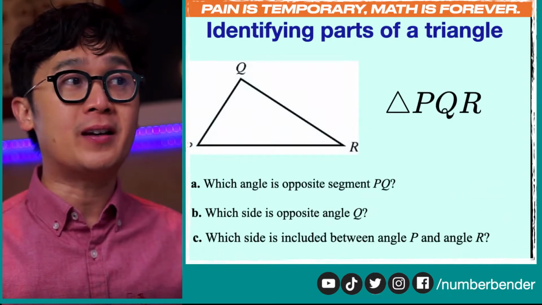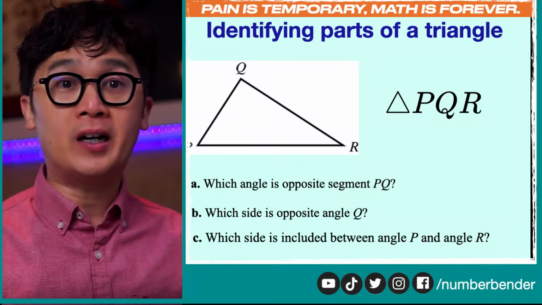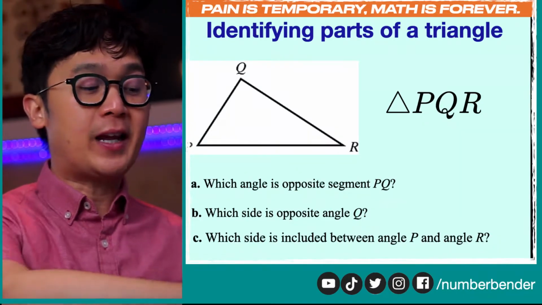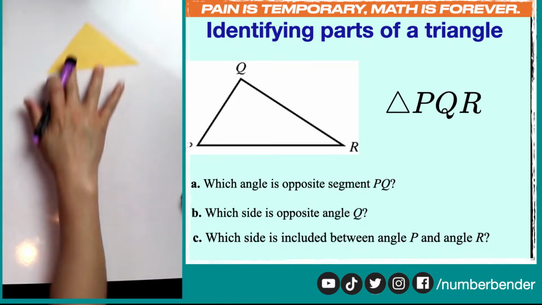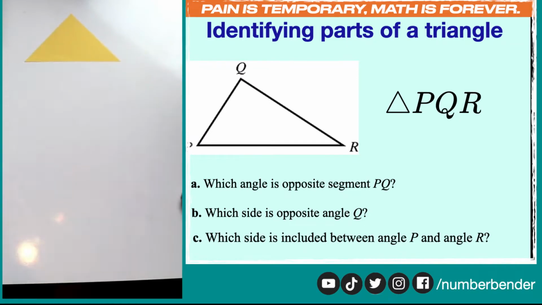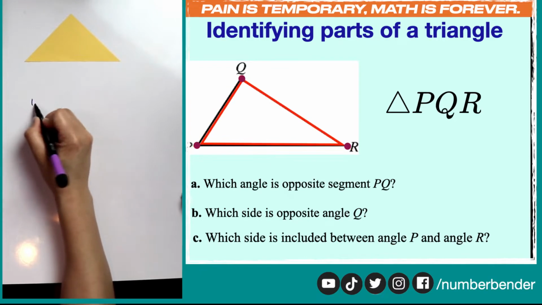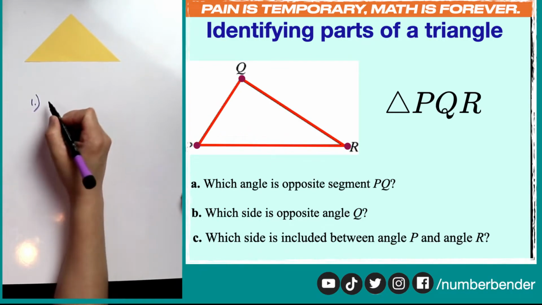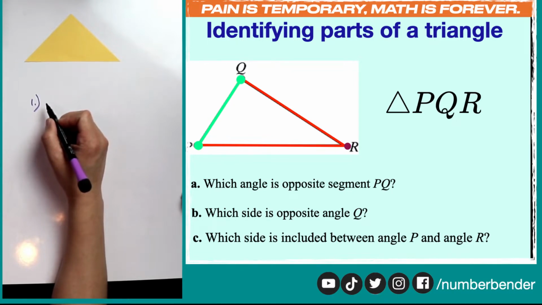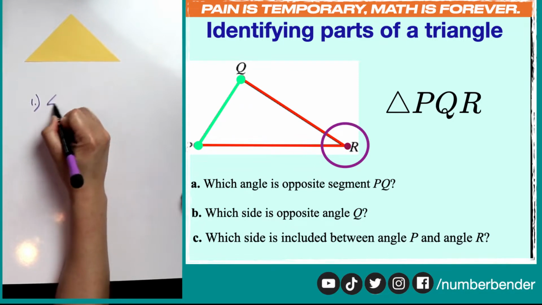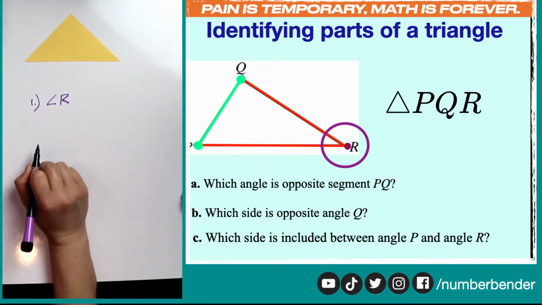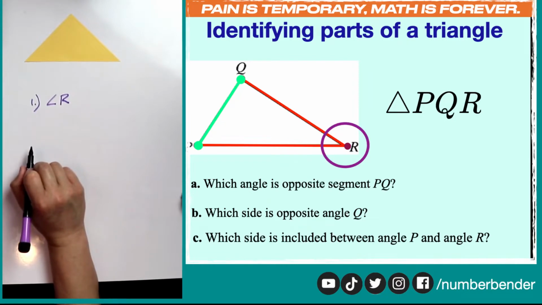Now let's use it to identify the parts of a given triangle. So let's say we have triangle PQR, and we're going to identify which angle is opposite segment PQ. So first we need to identify PQ so that we can answer the first problem. This is side PQ, and the angle opposite it is angle R. So we'll write angle R for problem number 1, which is the angle opposite to the line segment PQ.